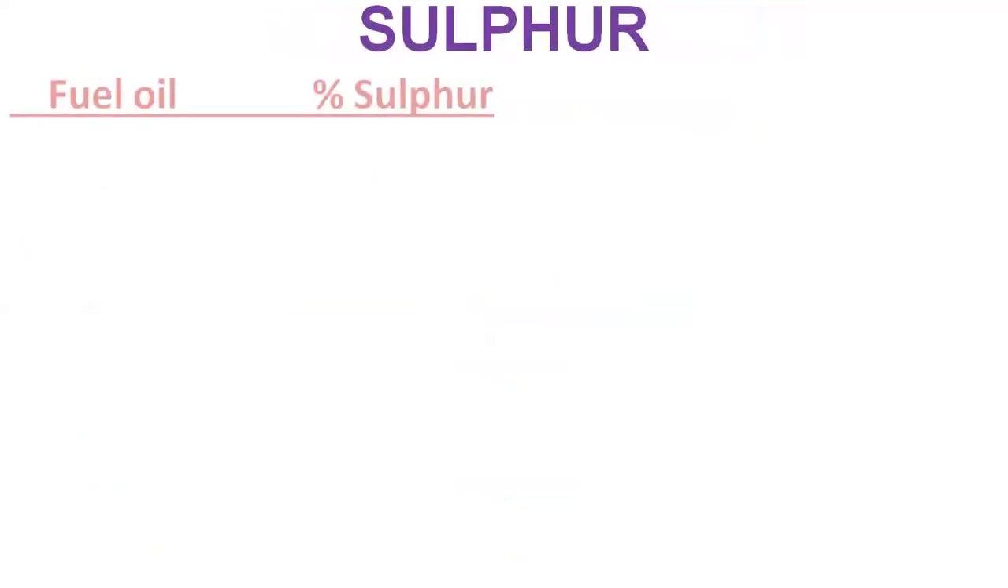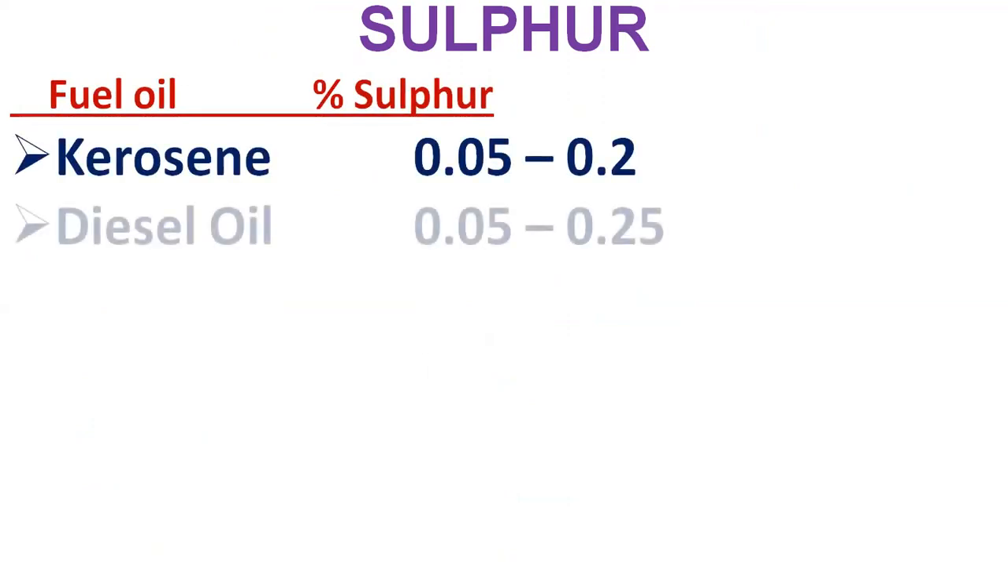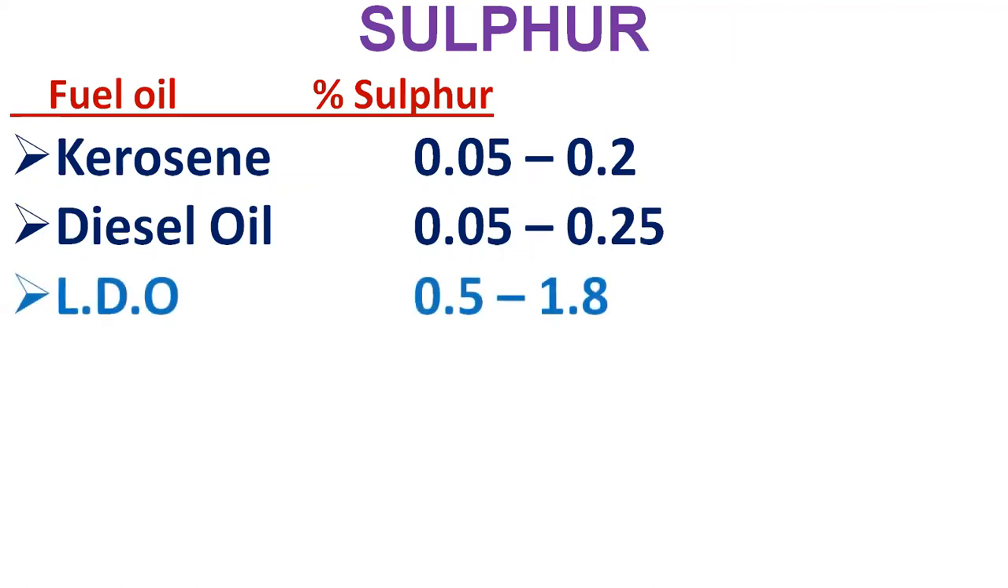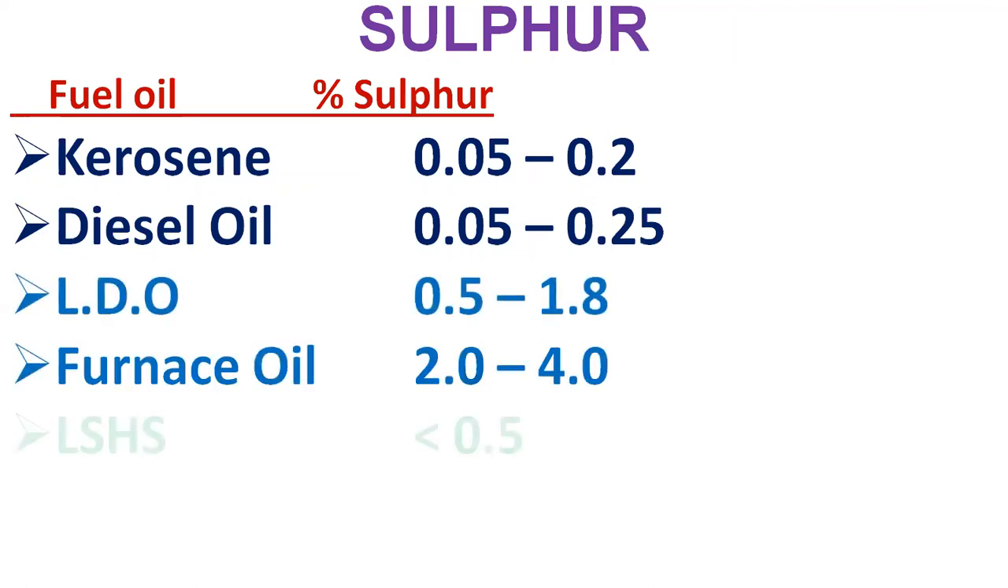Then there is the sulfur content. The amount of sulfur in the fuel oil depends mainly on the source of the crude oil and to a lesser extent on the refining process. The normal sulfur content for the residual fuel oil, which is normally called furnace oil, is of the order of 2 to 4%. Typical figures, as a percentage of sulfur, are: kerosene 0.05 to 0.2, diesel oil 0.05 to 0.25, light diesel oil 0.5 to 1.8, furnace oil 2 to 4, and low sulfur heavy stock less than 0.5.